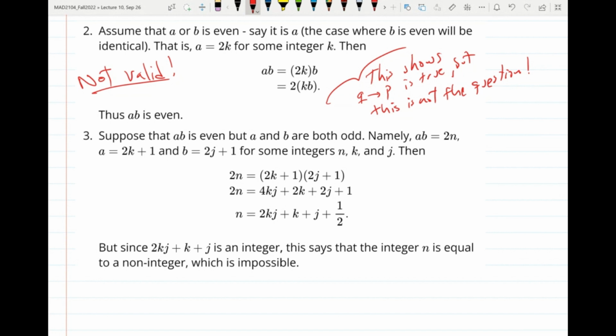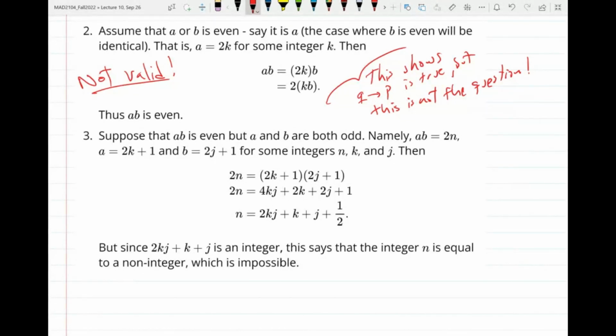Now, this tells me that they're trying to do another proof technique, which is called proof by contradiction. And we saw this at the very beginning when we did the square root of 2. In other words, we want to show that either A or B is even, right? So they're saying, okay, suppose that this has never happened. In other words, they're both odd.